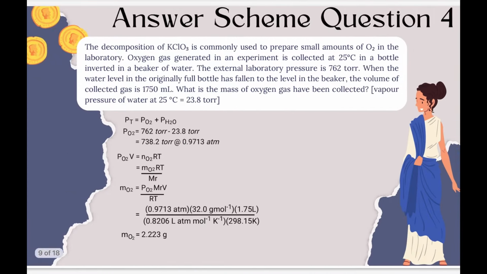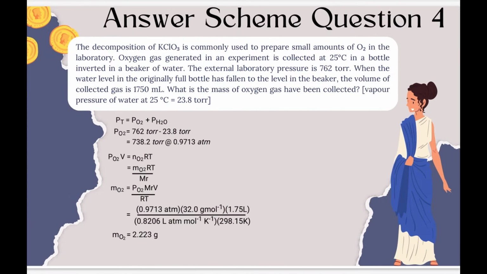Okay. And then question number 4. The decomposition of KClO3 is commonly used to prepare small amounts of O2 in the laboratory. Oxygen gas generated, collected at 25 degrees Celsius, and then the external laboratory pressure is 762 torr. Okay, so this one basically, kalau kita nampak sekali dia bagi clue ini juga di sini, that means kita kena apply the Dalton's law yang berkaitan dengan water displacement method. Therefore, the first formula that should come to your mind is this one. P total is equals to P of the gas yang collected dengan P water.